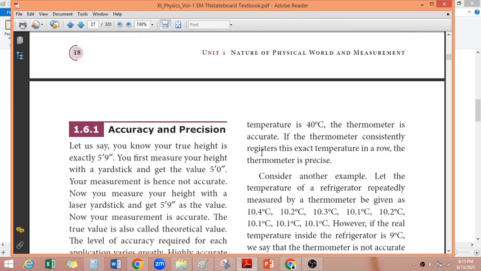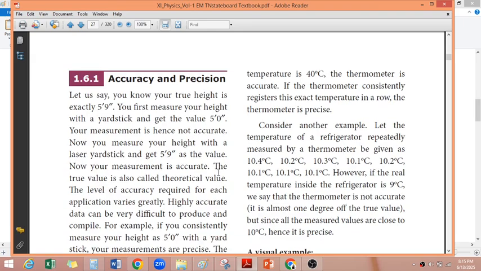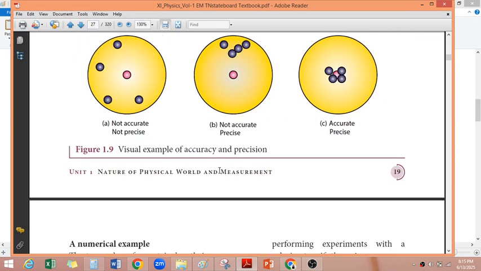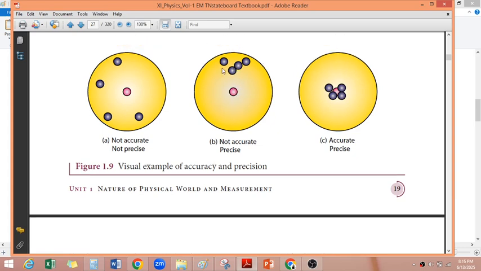Theory of errors, I think I already gave you a small introduction, accuracy and precision. Last class we talked about it. So this is accurate and precise. This is not accurate, not precise. This is precise, meaning all your bullets have hit the target slightly away, which means there is some error. But all of them are coming very close to each other. So that is what is called repeatability or repeating numbers: 10.5, 10.4, 10.3. If it is coming very close, then we say it is precise equipment.